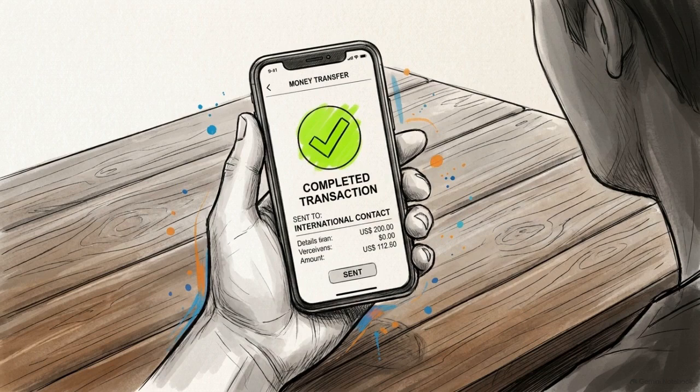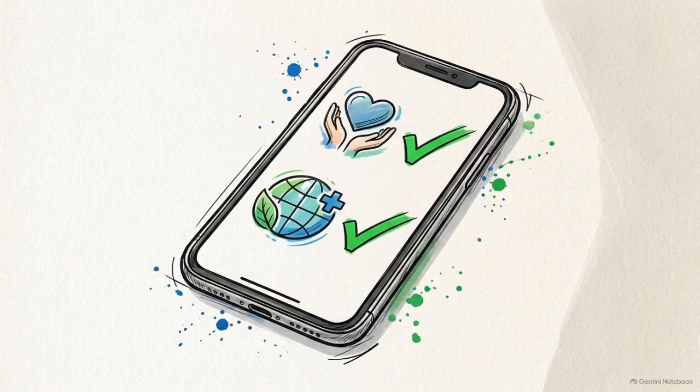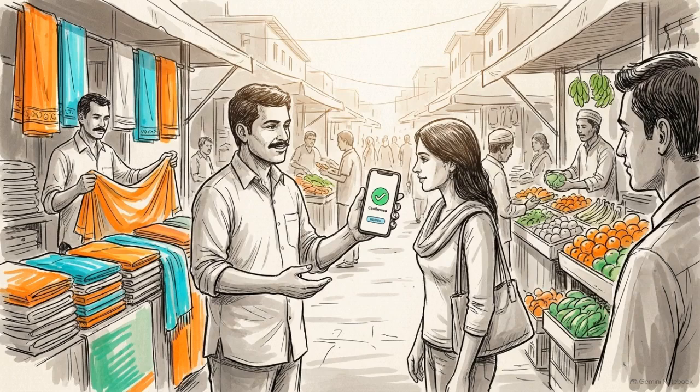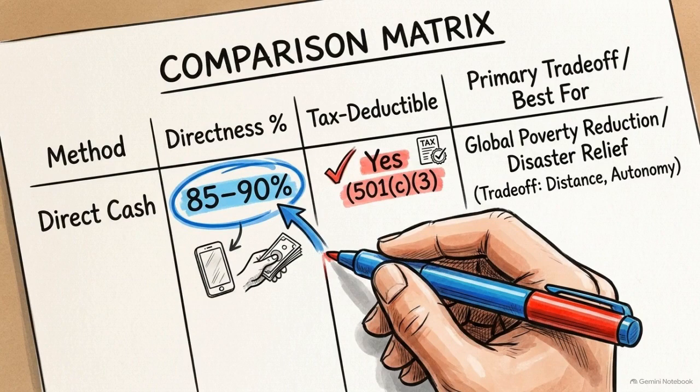Let's start with the first category, direct unconditional cash transfers, driven by organizations like GiveDirectly and GiveWell. This model operates by sending funds directly via mobile money to individuals living in extreme poverty, primarily across East Africa or in targeted disaster zones. Looking at our comparison matrix, you can see why this model is popular. Direct cash maintains remarkable efficiency. About 85 to 90 cents of every dollar you give lands directly in the recipient's hands as liquid cash. Plus, it qualifies as a 501c3 tax deduction.